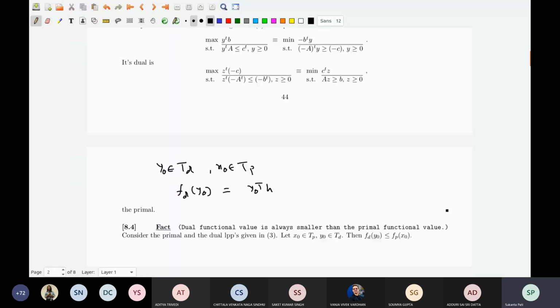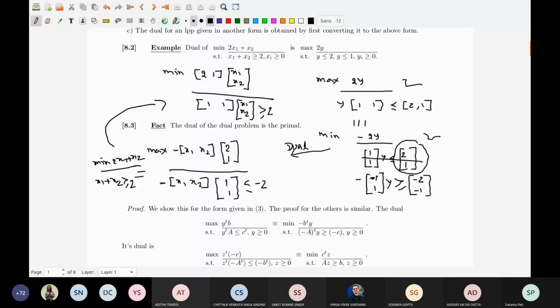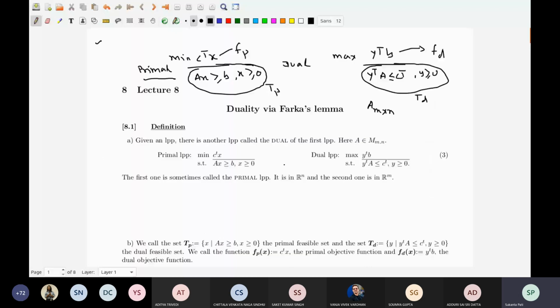And this is greater than or equal to y naught transpose A x naught, because x naught belongs to TP. And in the primal problem, x naught is a primal feasible point. It means A x naught is greater than or equal to b, right? That is here. Ax is greater than or equal to b. So that's what it is.